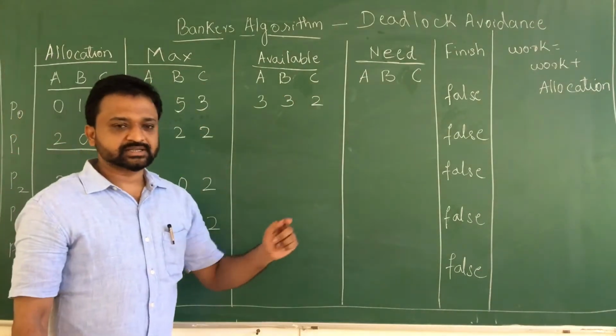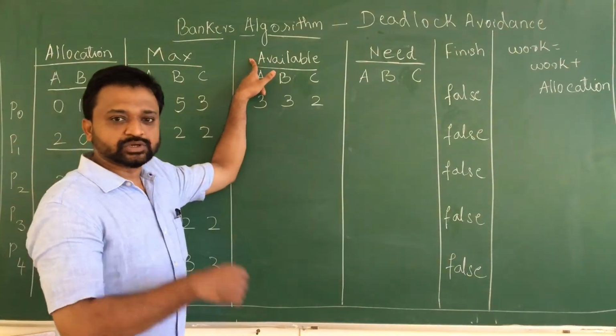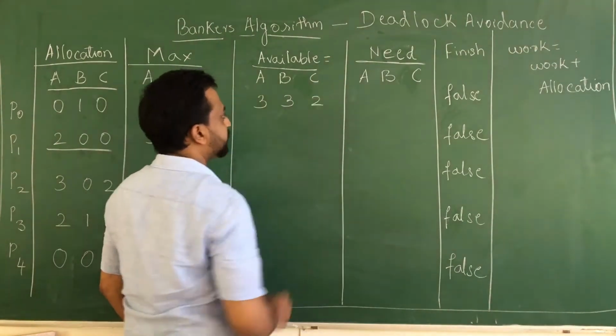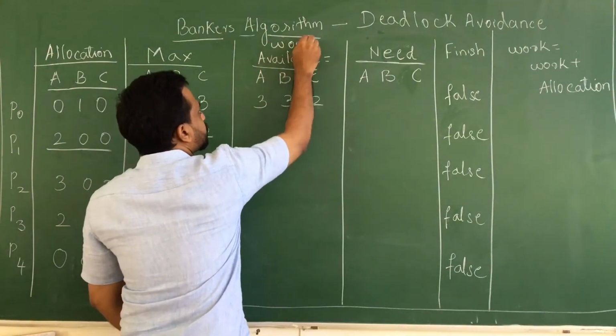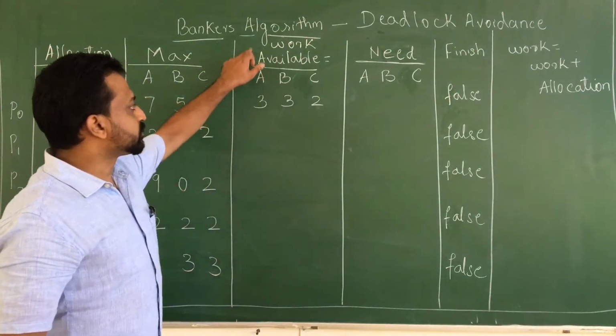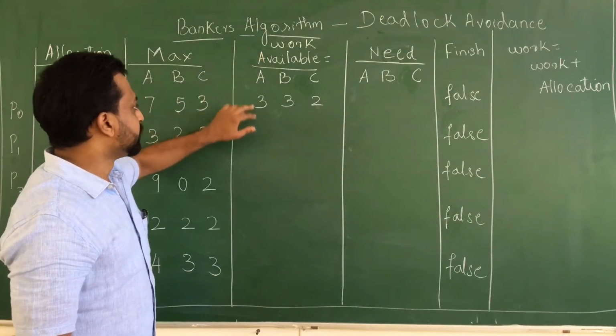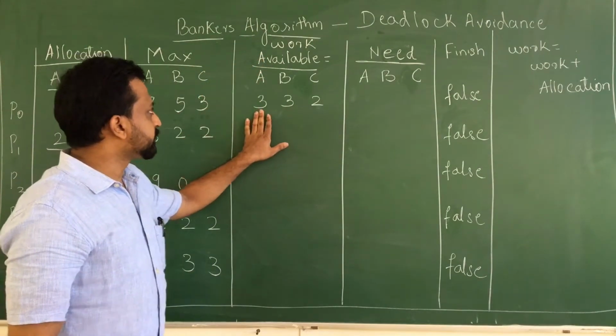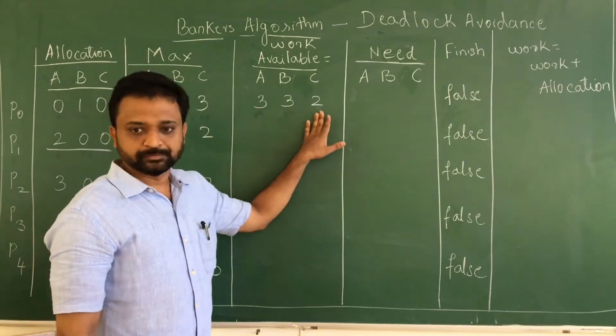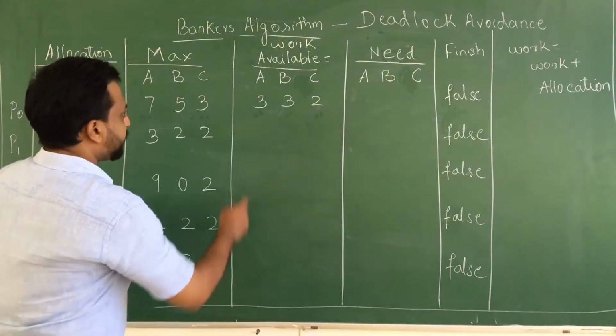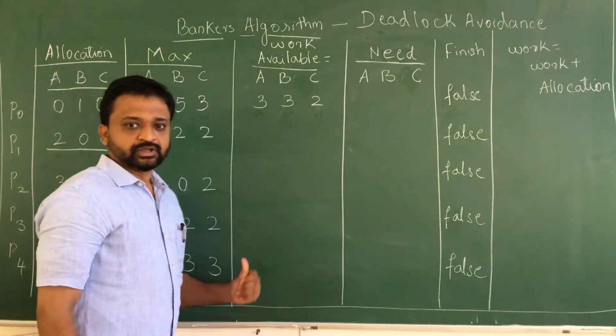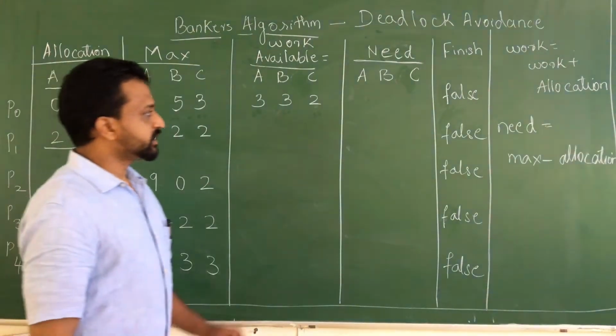First step, what it says: Work equals Available. Whatever we have available is equivalent to Work. So that is the first step. Here I have the available resources, or the work, as 3, 3, 2. Done. Now we have to calculate the Need array.